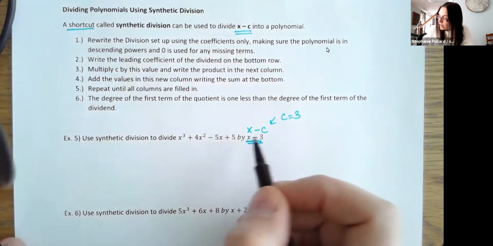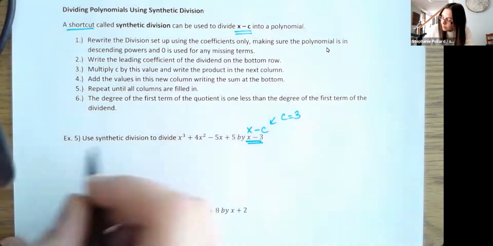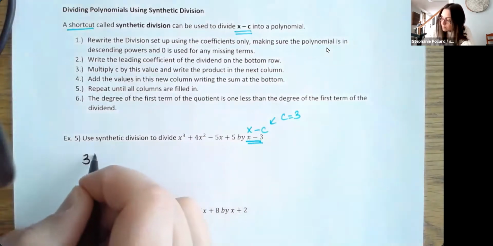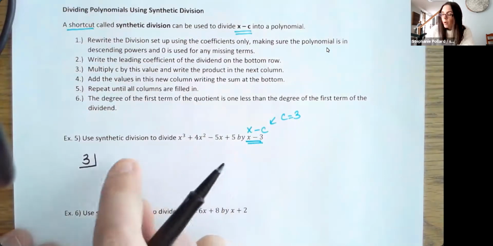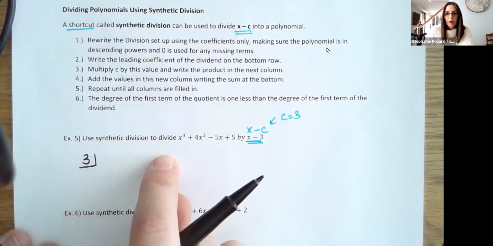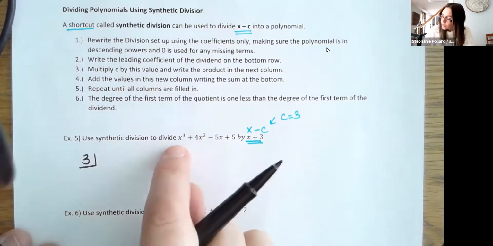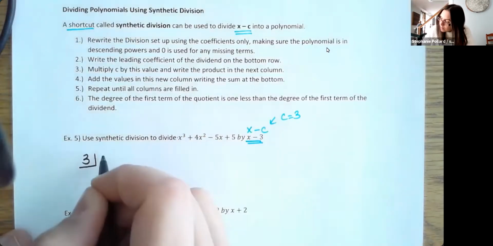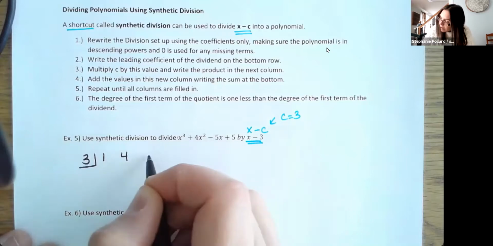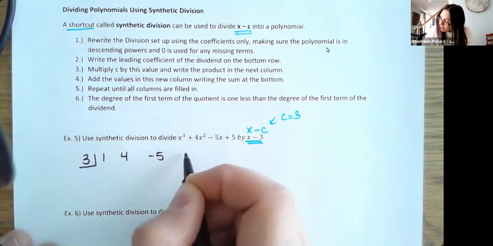So your c value is 3 here. So you set the 3 up on the outside. And then we put also just our coefficients on the inside of the bar. Okay, so here our first coefficient is a 1. Then we have a positive 4, a negative 5, and then a 5.